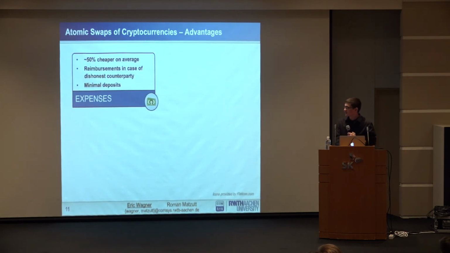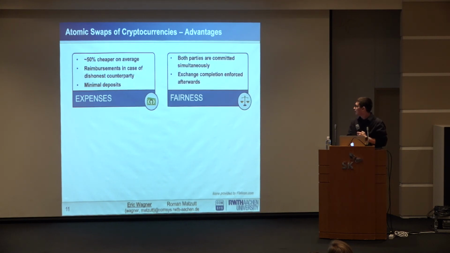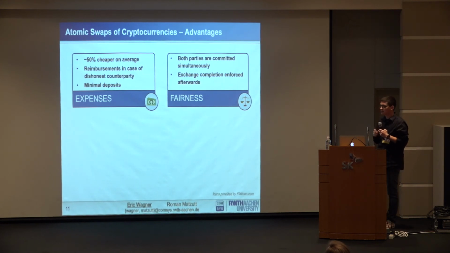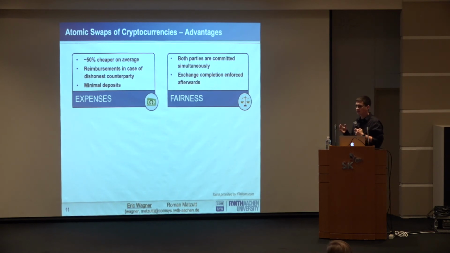So how do we improve upon hash-time contracts? First, we have these expenses that we can reduce. Then, in terms of fairness, we have both parties committing at the same time, as I said earlier. So we do not have Alice, who has the power to decide later on if she wants to go through with the exchange or not.